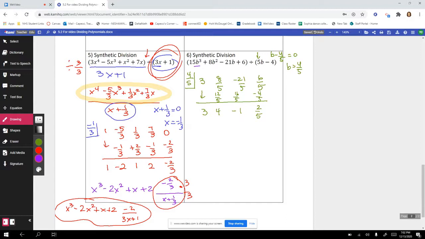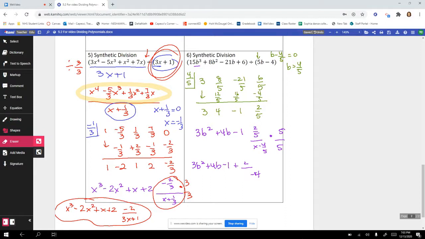Okay, so now I'm ready to finish it up. I started with b to the third, so I'm going to start with b to the second here in my answer: 3b squared plus 4b minus 1. And again, this is going to be positive 2/5 over b minus 4/5. So I'm going to multiply top and bottom by 5. So I have 3b squared plus 4b minus 1, plus 2 over 5b minus 4. Used to using those x's, we're going to use b this time. And that's my final answer.